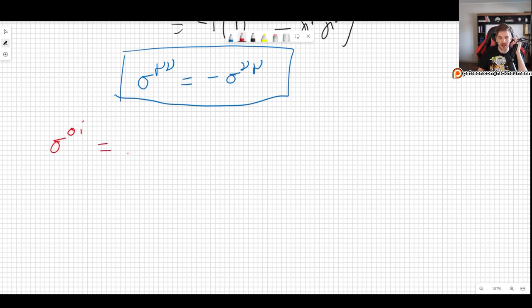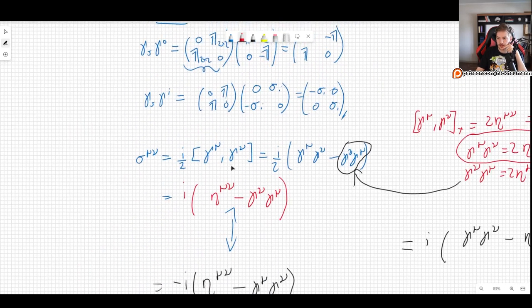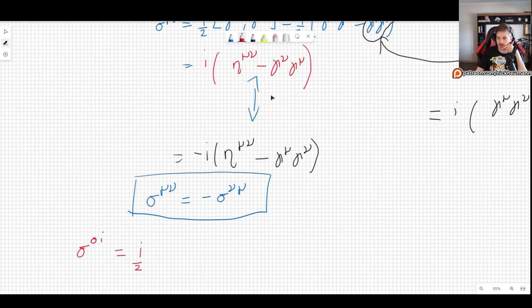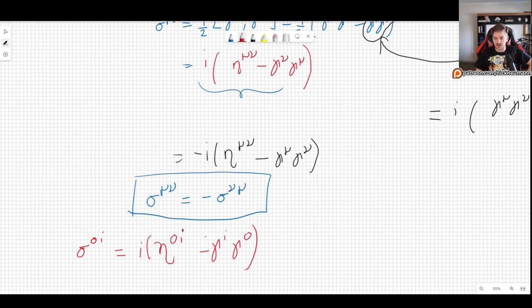This will be, so by definition, what did we say? We said that this is i over 2. Well, you can go from this definition or from any of those definitions. Actually, going for those will make things a little bit simpler because you just plug everything in. So let's go for the one with a positive sign. So let's go for this one. So if we say gamma 0 gamma i, that means i times eta 0 i minus gamma i gamma 0. What is eta 0 i? Well, eta 0 i is simply 0.